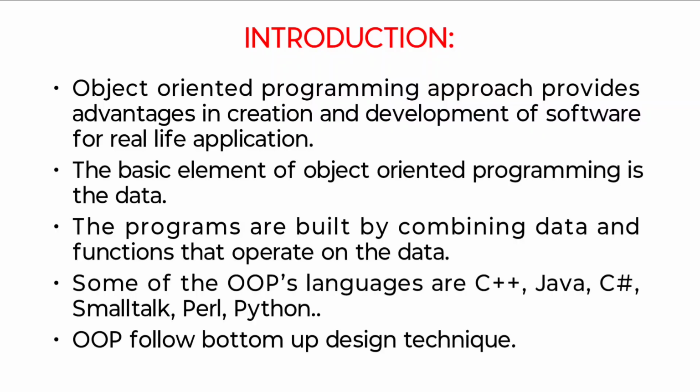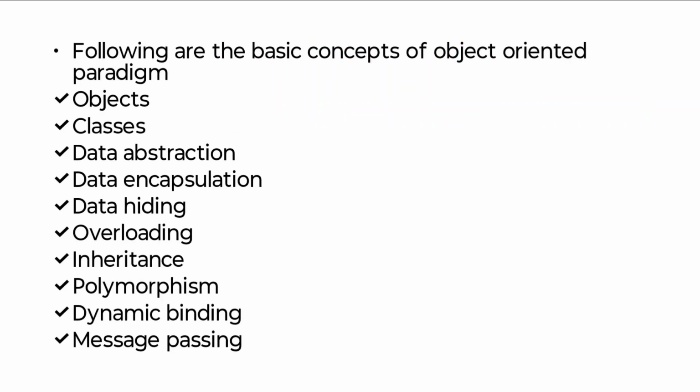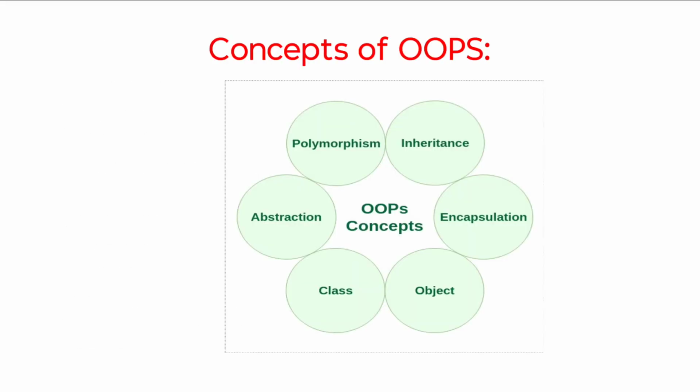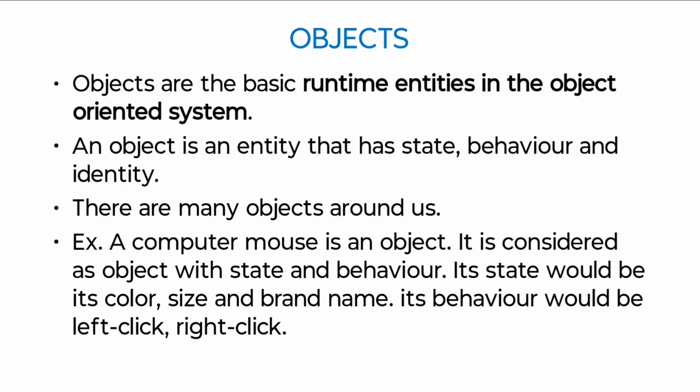Object-oriented programming languages follow a bottom-up design technique. So these are the basic concepts of the object-oriented paradigm: objects, classes, data abstraction, data encapsulation, data hiding, overloading, inheritance, polymorphism, data binding, and message passing. The basic concepts of object-oriented programming are class, object, abstraction, encapsulation, polymorphism, and inheritance.